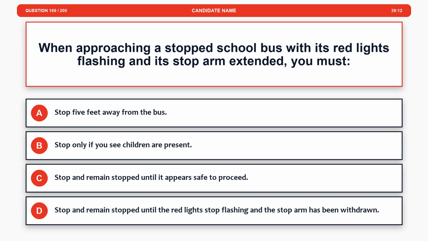Question 169. When approaching a stop school bus with its red lights flashing and its stop arm extended, you must. Option A. Stop 5 feet away from the bus. Option B. Stop only if you see children are present. Option C. Stop and remain stopped until it appears safe to proceed. Option D. Stop and remain stopped until the red lights stop flashing and the stop arm has been withdrawn.